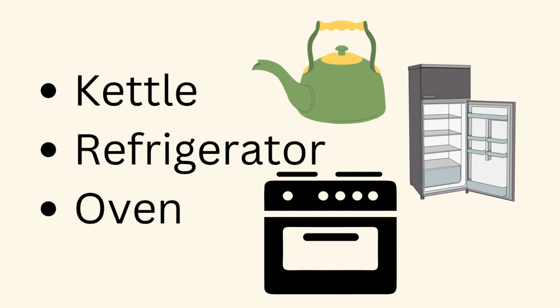Now let's move on to the next word, which is oven. This is a device used for cooking that looks like a box with a door. You can heat up food or cook food inside. Here is an example sentence that we can use. Please remove the cake from the oven.